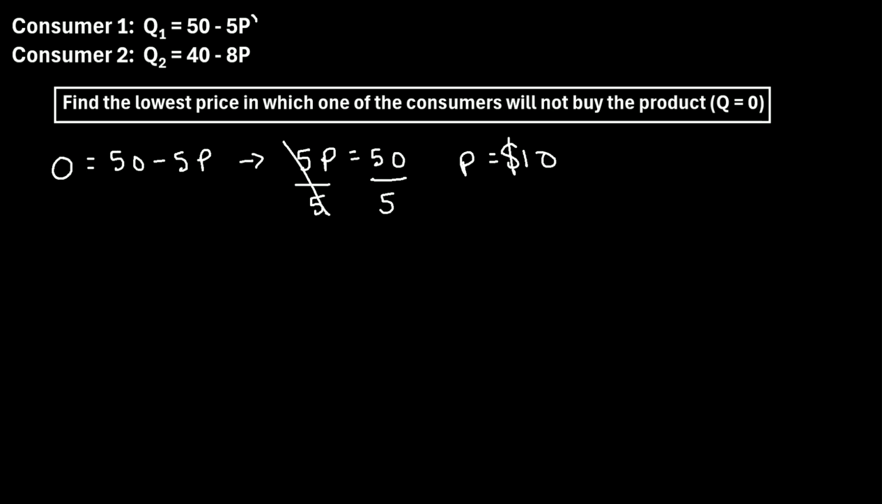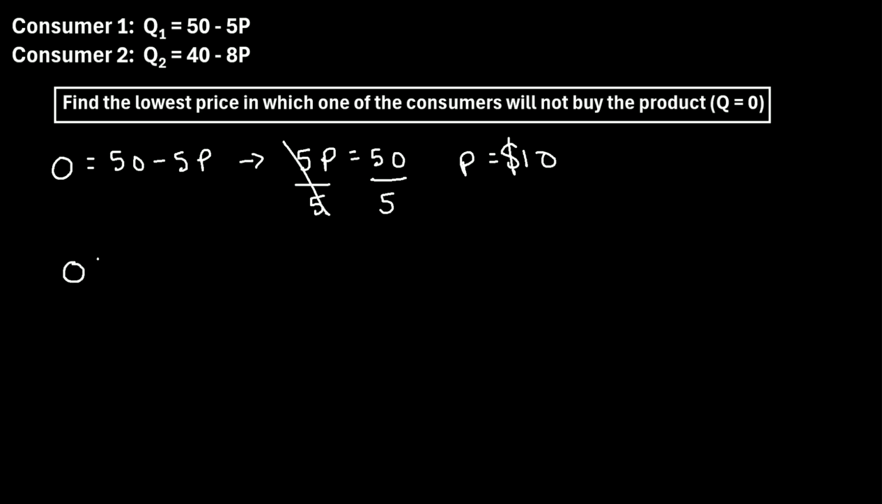And we can see if we plugged in a 10 right here, 5 times 10 is 50, we would have 50 minus 50, which indeed is 0. So when the price of this good hits $10, consumer 1 says, I no longer have a demand for that good. Now let's find out what this price is for consumer 2.